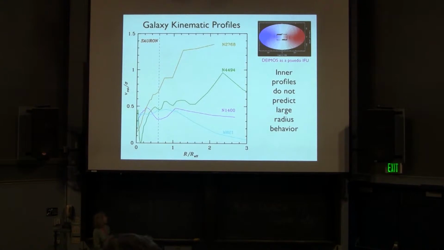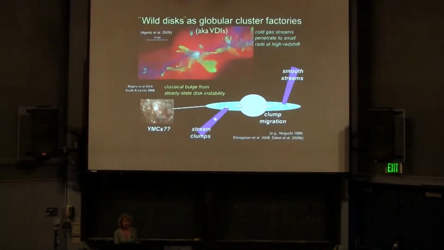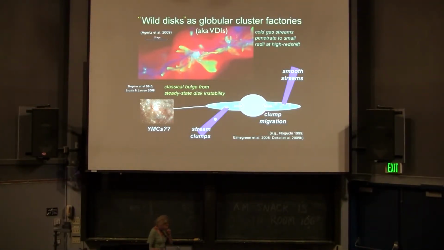The initial results from the SLUGGS survey, the first few galaxies we analyzed, really reinforced the need to go to wide field. This is V over sigma against radius. These galaxies would all have been classified as fast rotators in the Sauron survey, and you can see as you go out beyond that radius, they're all over the place. So the inner profiles do not predict large-radius behavior. In other words, if you want to understand galaxies, you need to look farther out.